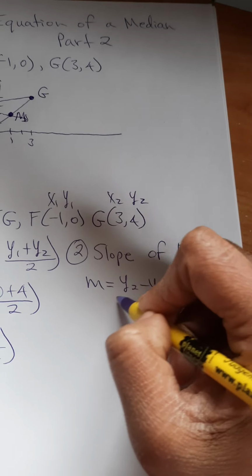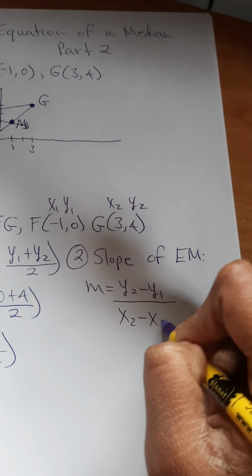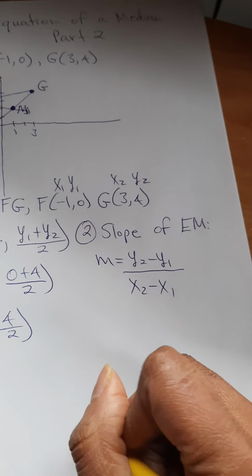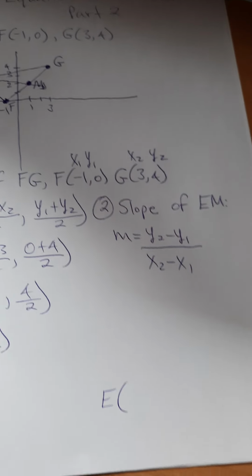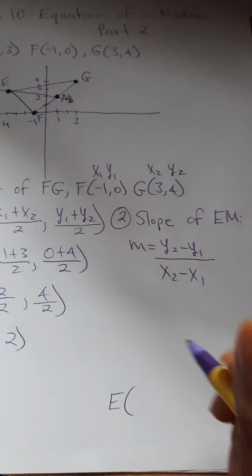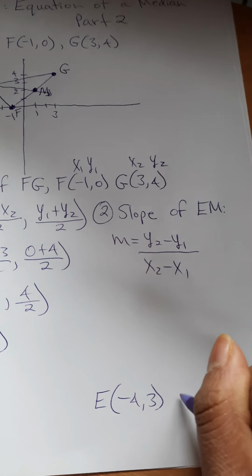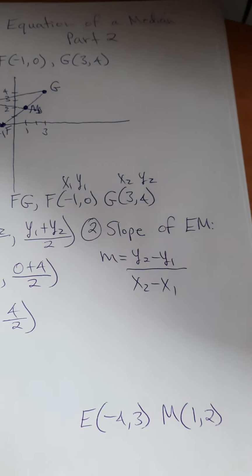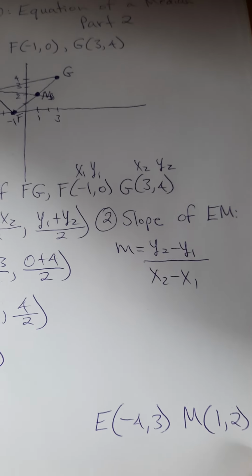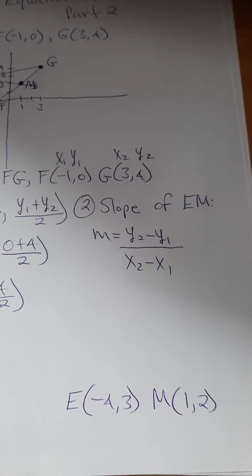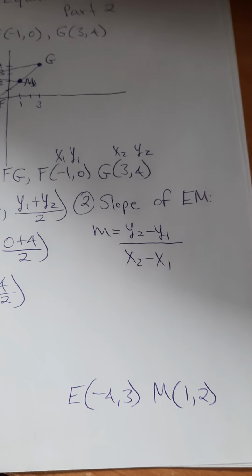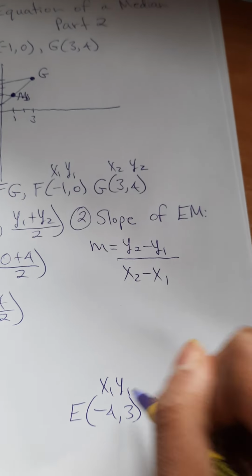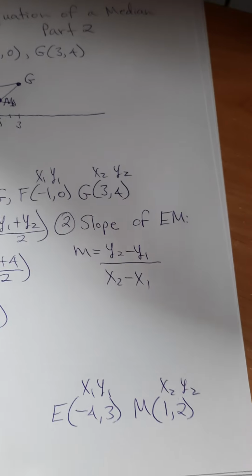So y2 minus y1 over x2 minus x1. And maybe let's just write the points here. For E, the point is negative 4 and 3. And then point M is what we solved for. It's 1 and 2. This is actually a really good example because I noticed that my midpoint is exact numbers here, and it's not a fraction, which makes it very easy. Let's label this: x1, y1, this is x2, y2.